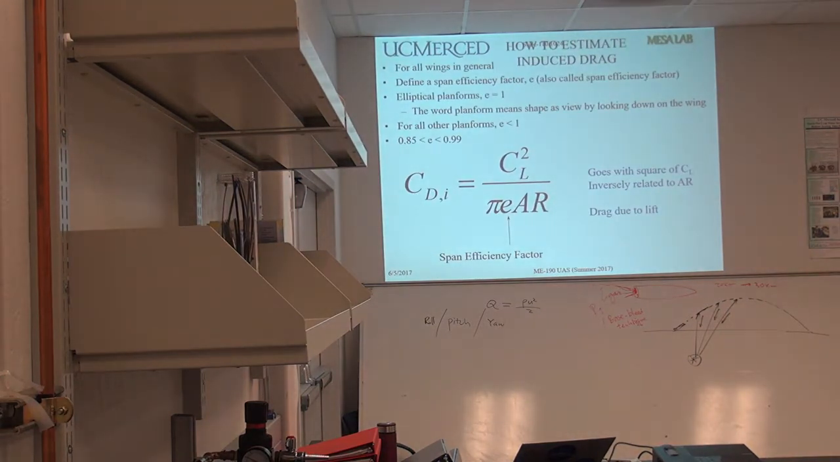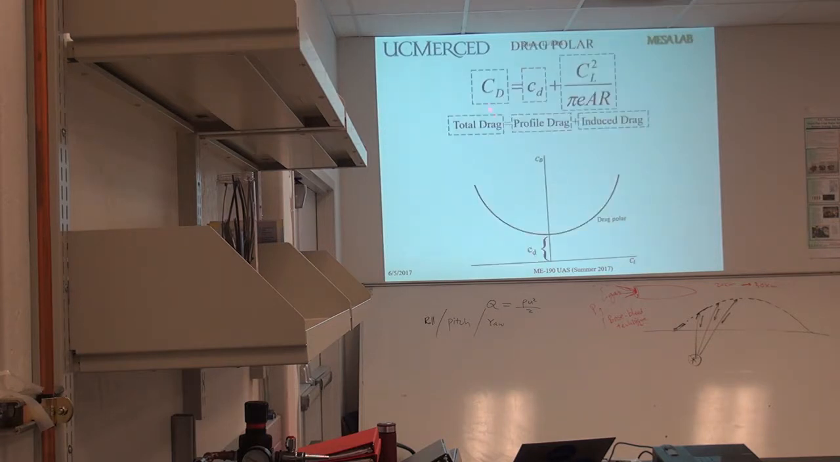So finally, we come out to this equation. Of course, they add another span efficiency factor here, but it's a constant. Qualitatively speaking, we have drag due to lift for this type of elliptical platform. The induced drag goes with the square of the CL, proportional to that, and is inversely related to the aspect ratio. And this is actually called the drag due to lift.